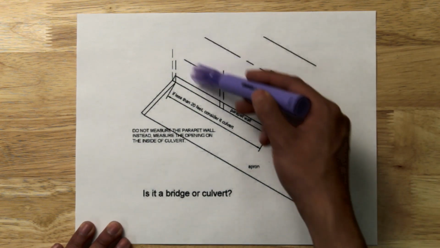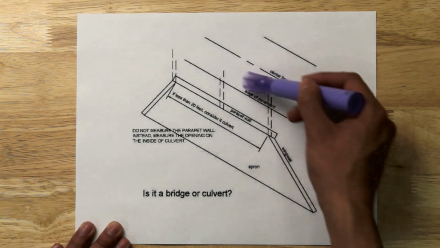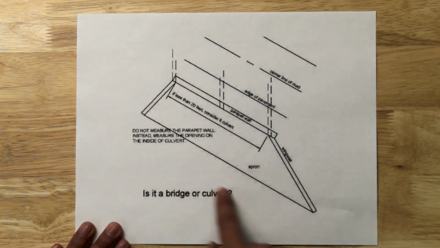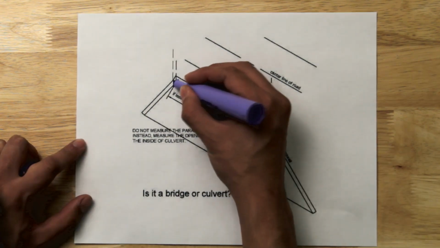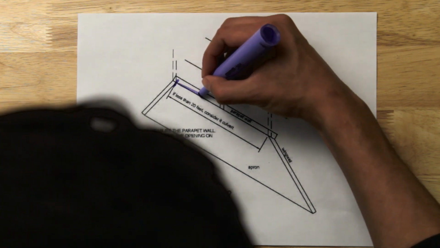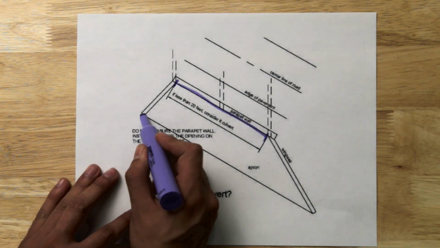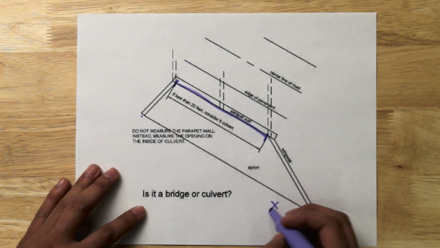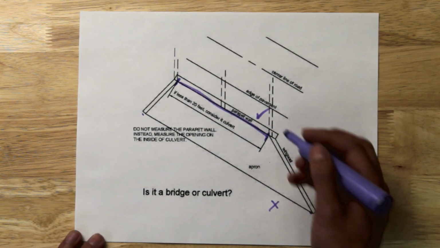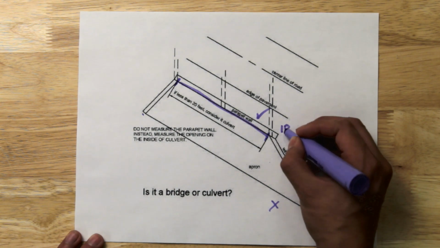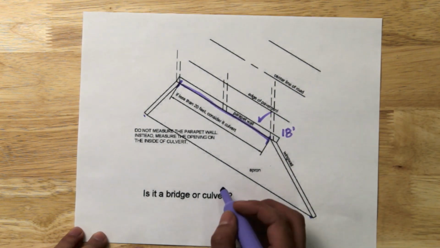In this other diagram, we have a road with 2 lanes, and right here we have a culvert with some wing walls and an apron. So let's make sure we measure the opening from the inside part of the wall. If you measure the distance right here, that's not okay. So make sure you do it right. In this case, let's say that the distance right here is 18 feet. So it is a culvert.